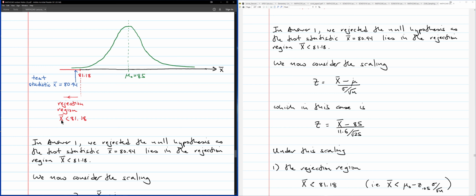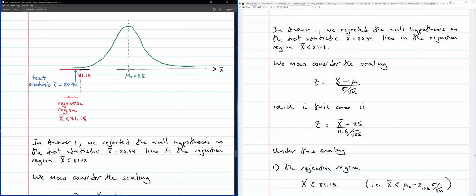Okay, so in the answer before, we were working with the big X bar, right? But how you actually work out these problems is you just scale everything. So instead of working with the big X bar, you scale the big X bar to standard normal, and you do that in your normal way, right? Remember the big X bar has mean mu and standard deviation sigma on root n, right?